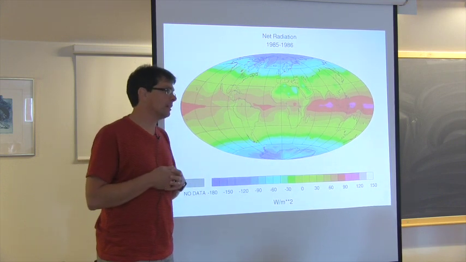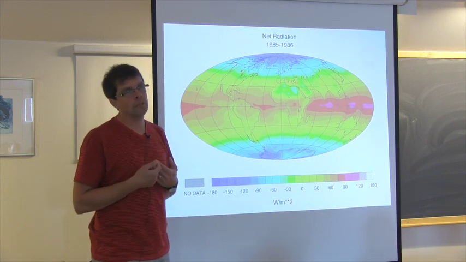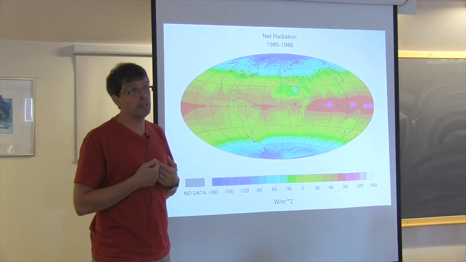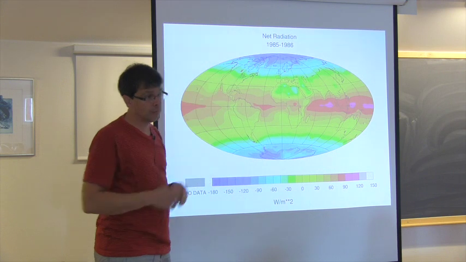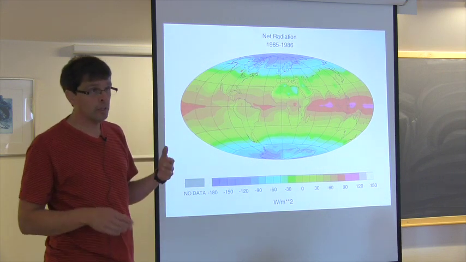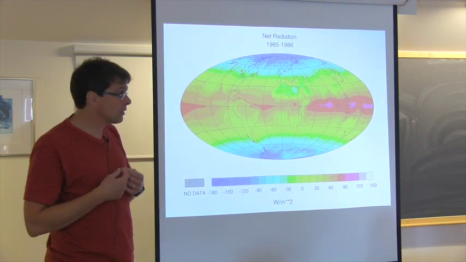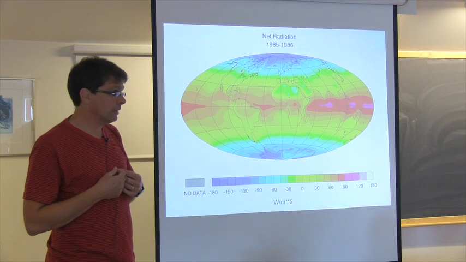Transport. Transport, exactly. So there is transport of energy, heat, in the atmosphere and in the oceans, from low latitudes to high latitudes in both hemispheres. And this is fundamental for what we call the general circulation of the atmosphere and the oceans.